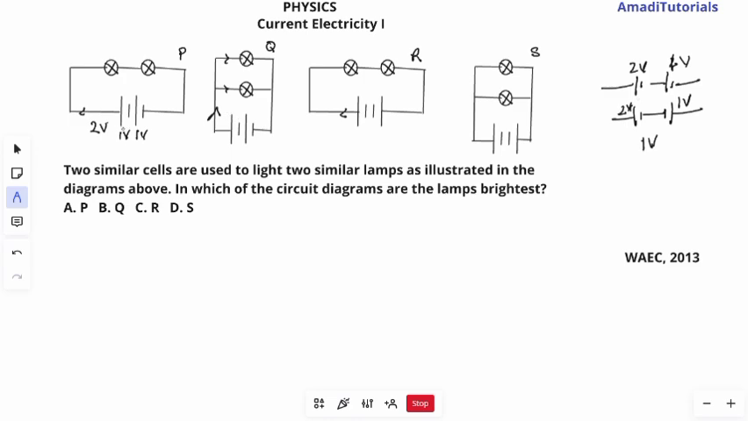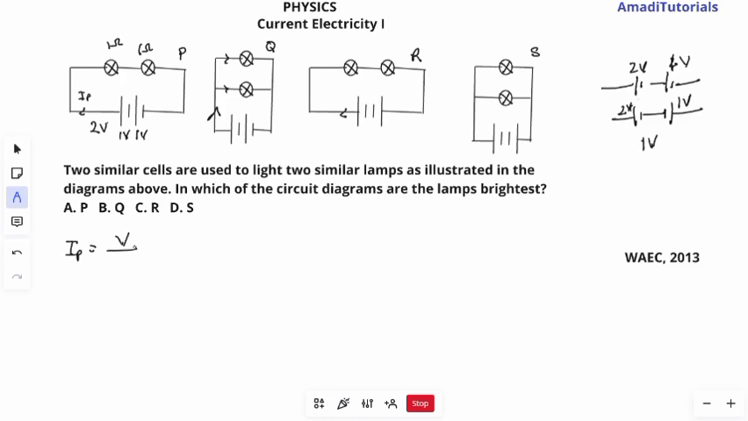So, assuming each of these cells is 1 volt, and the equivalent EMF is now 2 volts, and these lamps, we assume they are 1 ohm each. So let's analyze that of P and Q. We will first calculate the equivalent current, I subscript P.